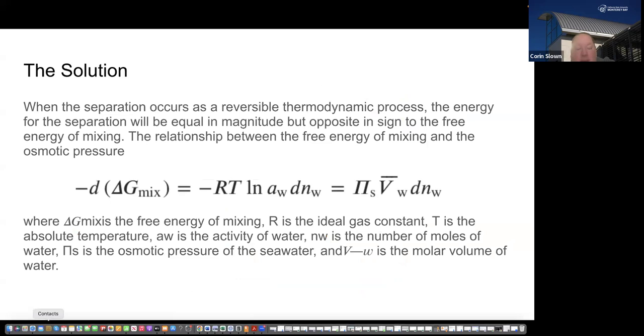So when they do a reversible thermodynamic process, the energy is going to be equal in magnitude but opposite in sign to the free energy of mixing. So this means that we're thinking about things like osmotic pressure that we've talked about previously. And the free energy of the mix is something that we can calculate where we know the ideal gas constant, we know the temperature, we know the activity of water, we know the number of moles, and we can calculate the osmotic pressure. So we could determine the amount of energy that's actually required to run these plants.